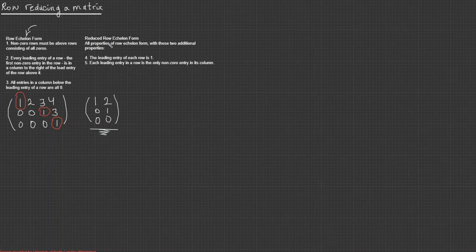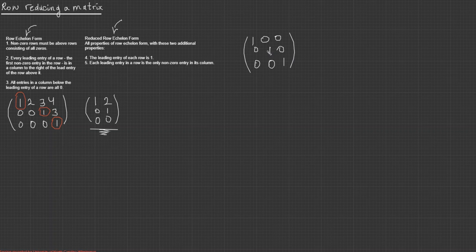Now let's turn our attention to reduced row echelon form, here in the right-hand column. For reduced row echelon form, as you can see, we have all three of the properties from row echelon form, but we have two additional ones as well. So we know the leading entry of each row is 1, and each leading entry in a row is the only non-zero entry in its column. To consider some examples of that, let's say we could say 1, 0, 0, 0, 1, 0, 0, 0, 1.